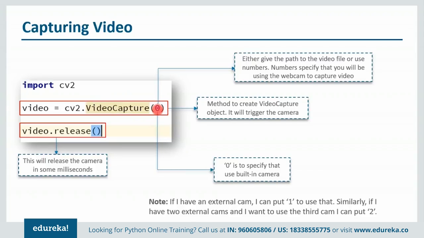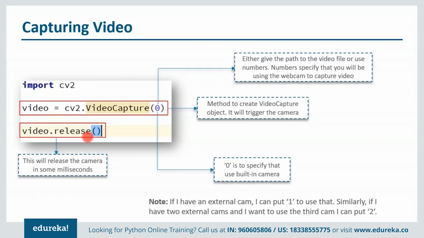If I want to use an external camera, for example, I have an external cam, I can put 1 to use that. Similarly, if I have two external cameras and I want to use the third cam, I can put 2 here. Apart from that, even if I have a video file, I can give the path to that video file as well. Then this will basically release the camera in some milliseconds. So let me just quickly execute this and you will see what happens there, right?